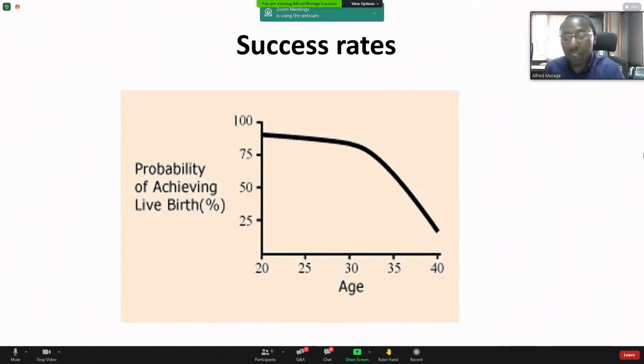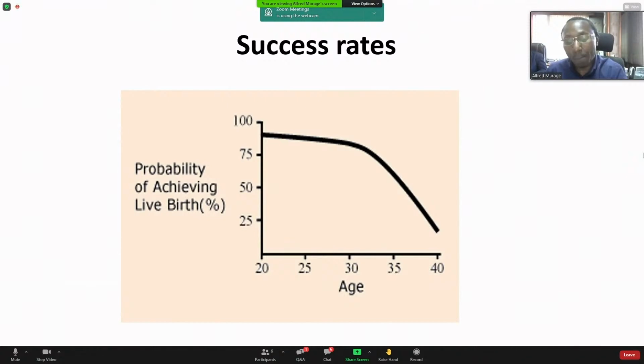In terms of success rates, they're generally disappointing. The success rate will mirror the chance of conception naturally, and the younger the couples are, the better the chances of success. In a general setup, we would normally put success rates at about 30 to 40% at best. But as I said earlier, this would depend on patient factors, especially the female age.